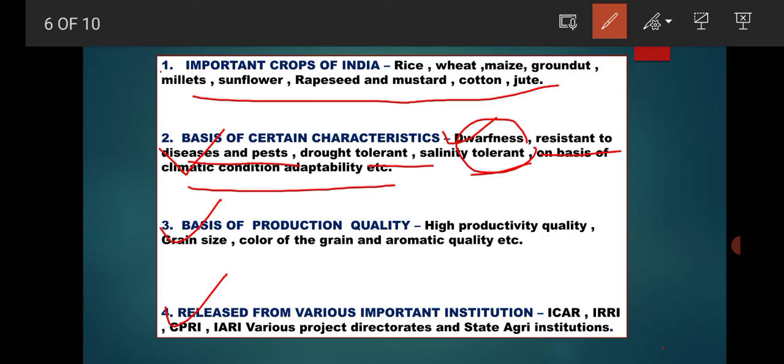Then next is the basis of production quality. Here, high productivity, quality, grain size, color of the grain, aromatic quality, etc. Next is release from various important institutions. Institutions like ICAR, IRRI, then IARI, or project directorate and state agri institutions. These are also very important for you to remember.